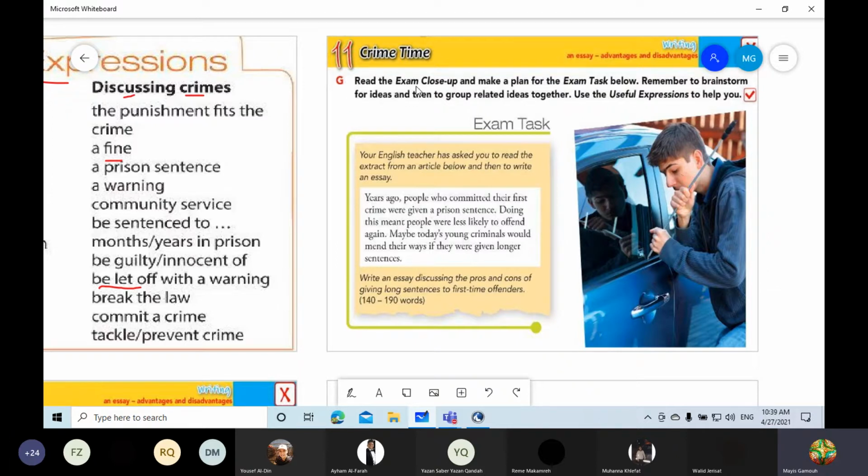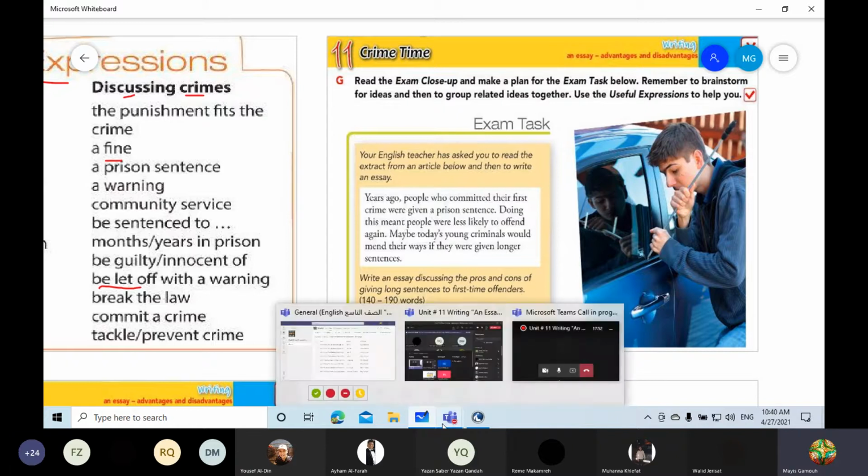The instruction is: read the exam close-up and make a plan for the exam task below. Here we have a task and we are firstly going to have a plan, because you cannot write without having in mind the ideas that you are going to write about in your introduction, in your body paragraphs, and in your conclusion. Remember to brainstorm for ideas and then group them as disadvantages and advantages, and then use the useful expressions that we just revised. I would like a student to read the exam task for me. Let me see hands.